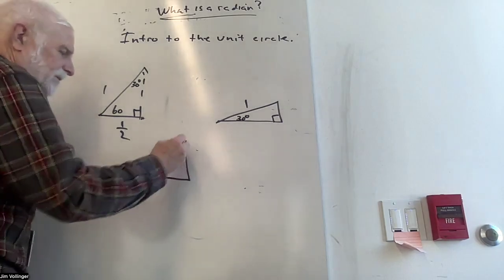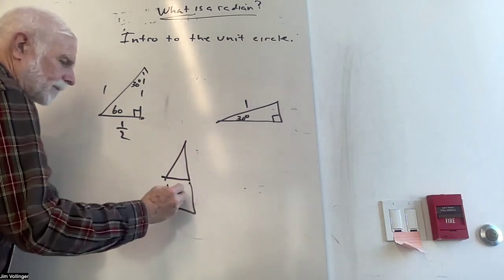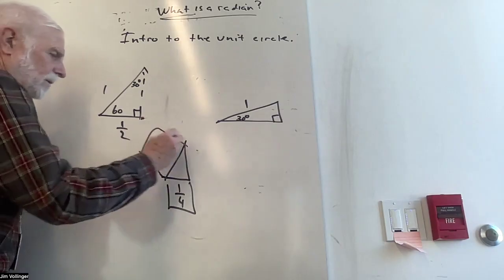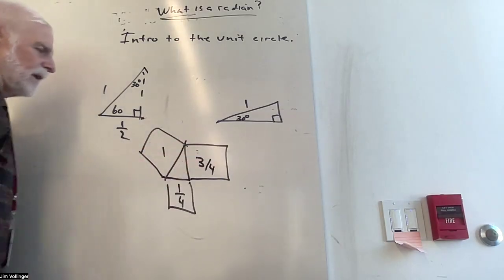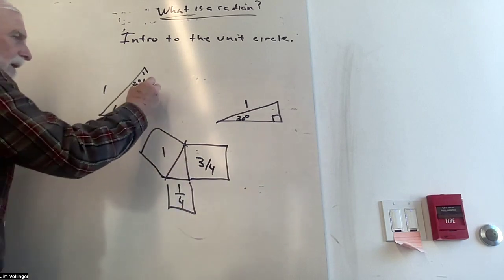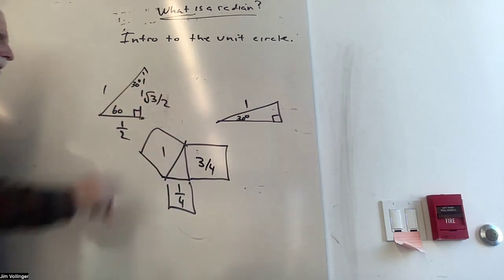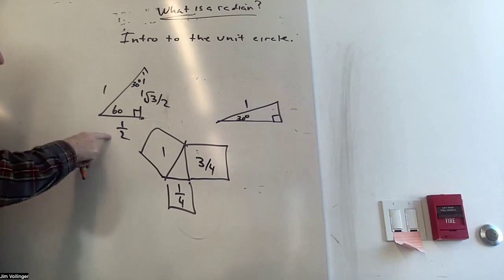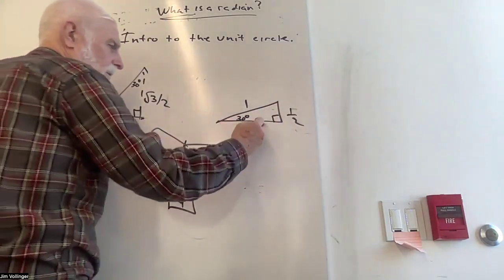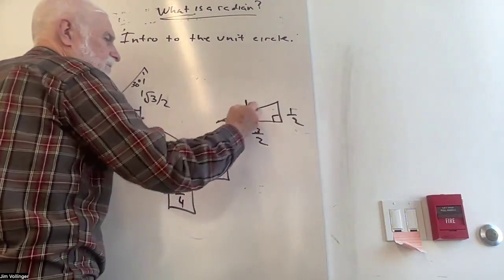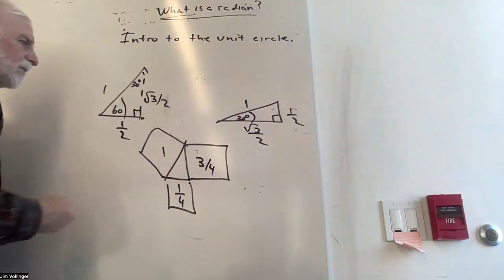Pythagoras says that that's a quarter. That's going to be 1. Well, then this has to be 3/4. If I take the square root, I get √3/2. What's opposite 30 degrees if the hypotenuse is 1? A half. What's the width? √3/2. What's the angle? 30 degrees, 60 degrees.